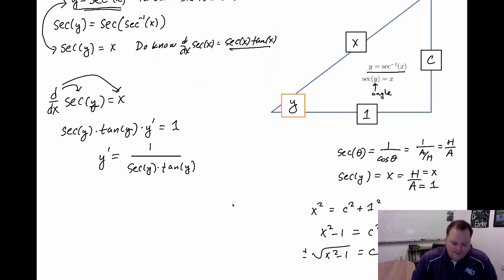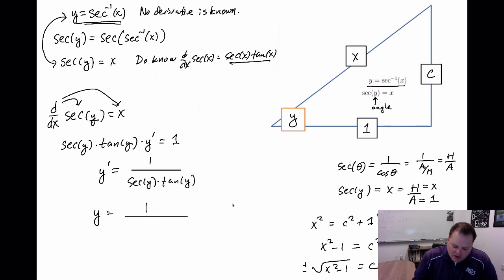Well, if you look, I've got y prime equal 1 over secant y times tangent y. It's easy enough to say, okay, I can replace secant y with x, because remember, that's what's happening here. Secant of y is x. But what about tangent y? What can I replace tangent y with?